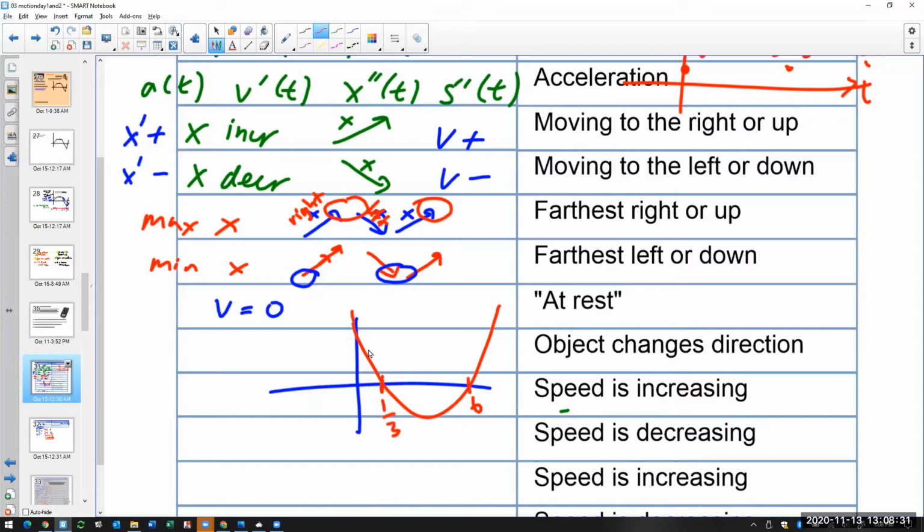And so guys, if I asked you, when are you at rest? It would be here, okay, remember this is a V, so this picture is a V picture. It'd be here and here, right? That's when my V is equal to 0.